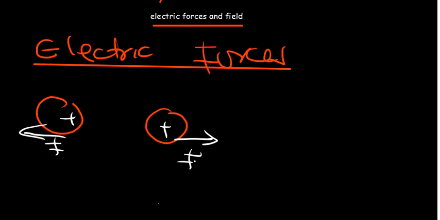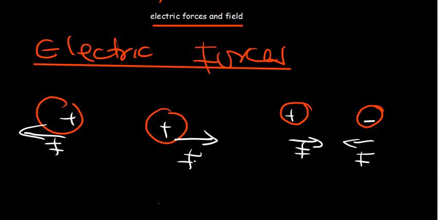Then what if we talk about unlike charges? If I have two charges here that are unlike charges, we discover that these two are going to attract each other. So we have the force in that direction, and these two are going to attract each other.